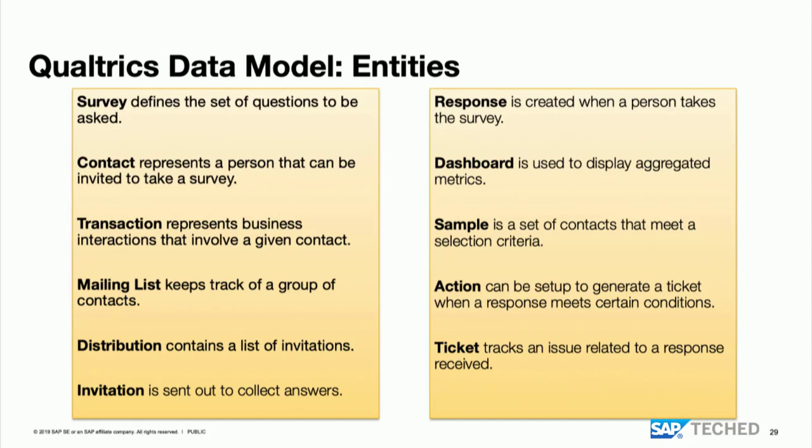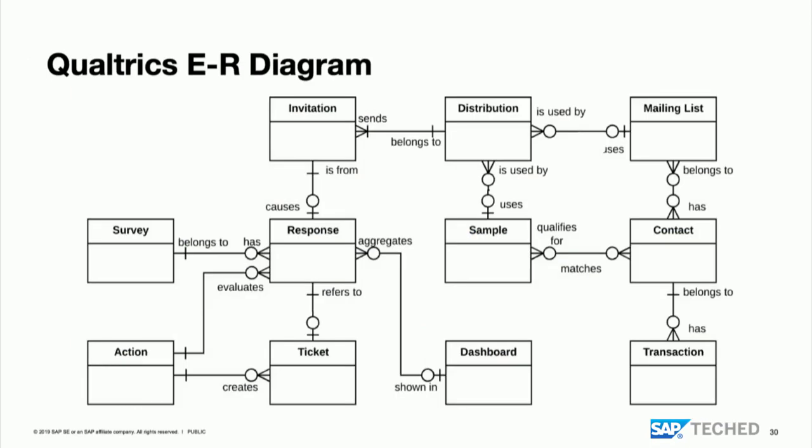So you can have multiple transactions linked to a single contact to start building a story around what this particular individual does on an ongoing basis. Mailing lists, distributions, and invitations are functional constructs in order to keep track of who we send invitations to and when they go out. A response is when we collect something. Dashboard is how we display things. Nothing too rocket science-y in most of this stuff here. But what we're going to talk about today is a little bit more around actions and tickets. So we'll get into that in just a second.